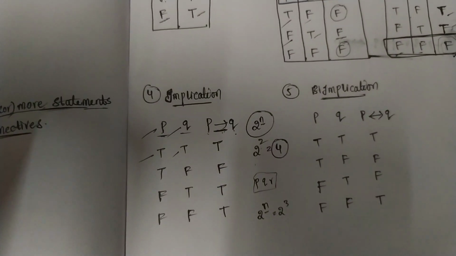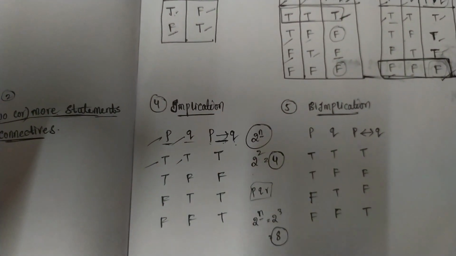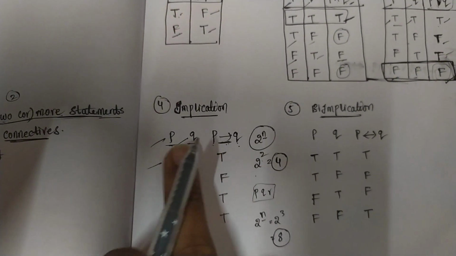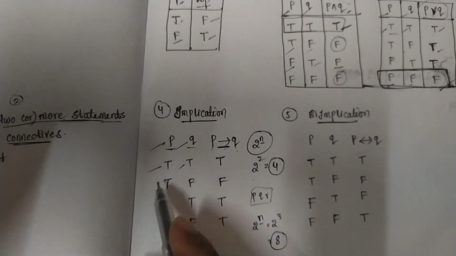If the variables are 3, for example P, Q, R, we have 3 variables, so we substitute in the 2 power n formula, n as 3, giving 2 power 3, which is 8 cases. So we write 8 cases. Now here we have only 2 variables, so substituting 2 power 2, we get 4 cases.